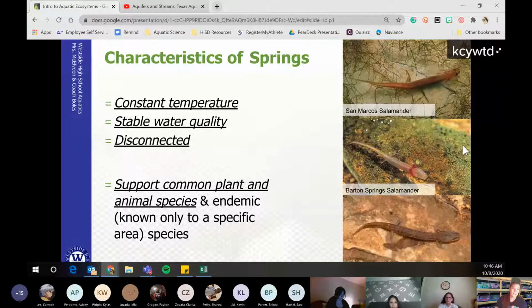All right. Good temperature, good water, disconnected from other things, less likely to have pollution, except for when humans come visit and pollute it.